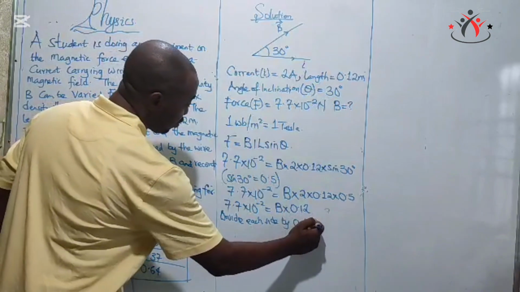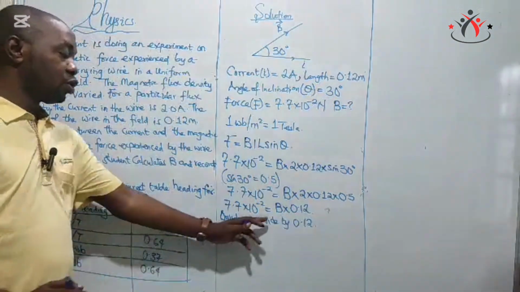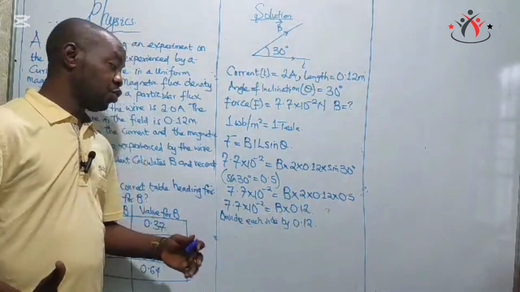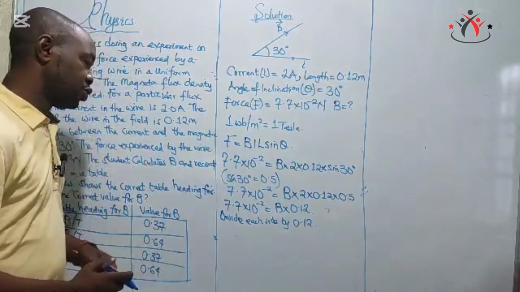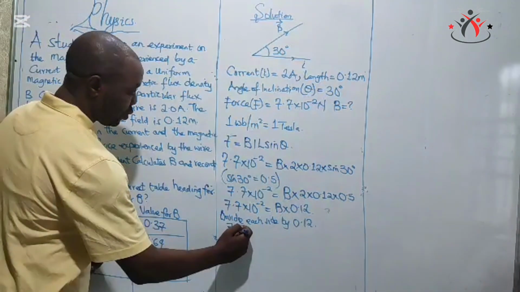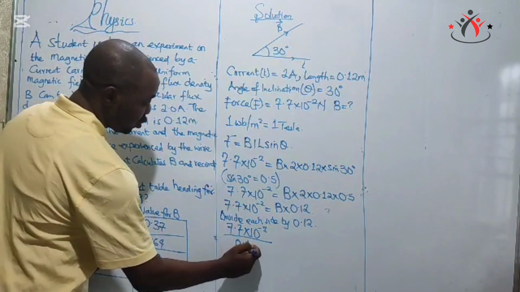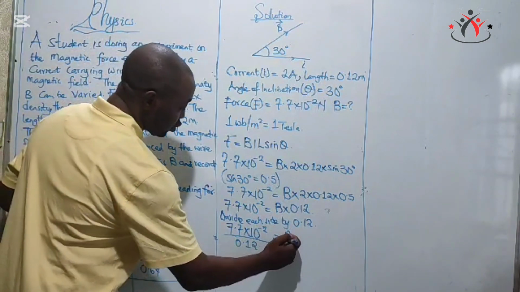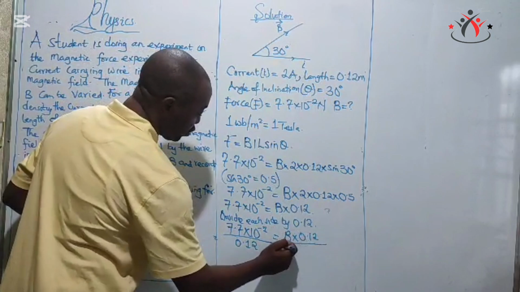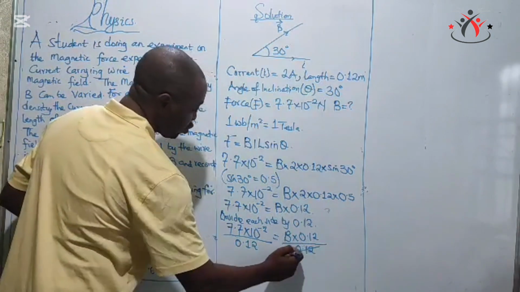by 0.12 because we want to obtain the value of B. So we divide each side by 0.12. So 7.7 times 10 to the negative 2 divided by 0.12 equals B multiplied by 0.12 divided by 0.12.